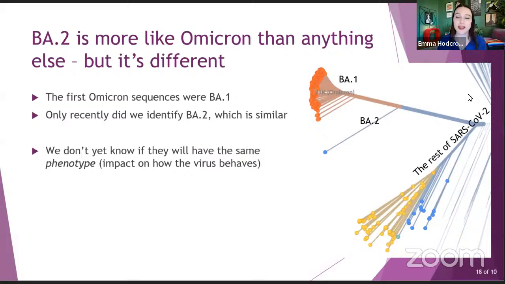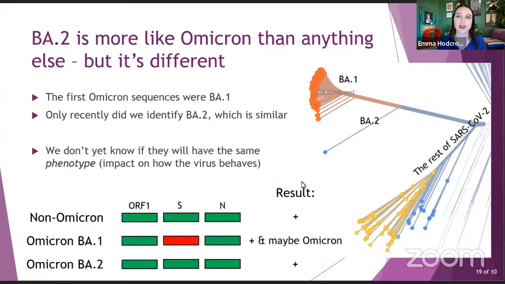So on this graph, I'm showing again this exploded family tree, but I've zoomed in to help us see a little bit more detail of Omicron. So the rest of SARS-CoV-2 is over here, and you can see that BA2 is definitely closer to BA1 than anything else, and they share a lot of mutations, but it's also very distinct. Importantly, we don't yet know if BA2 and BA1 will have the same phenotype, but with more data, we'll be able to carry this out.